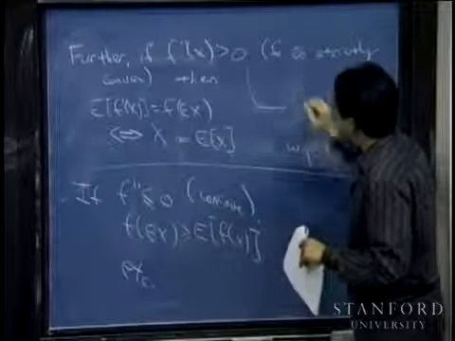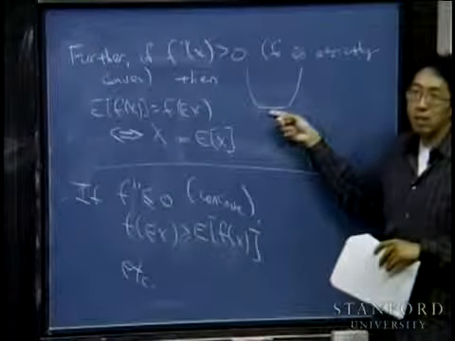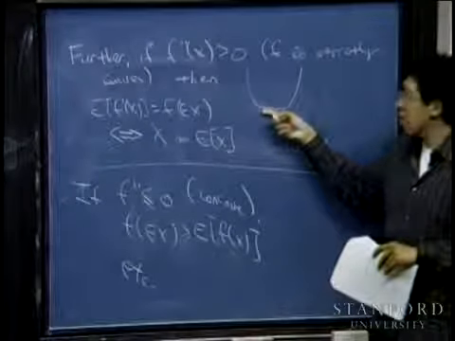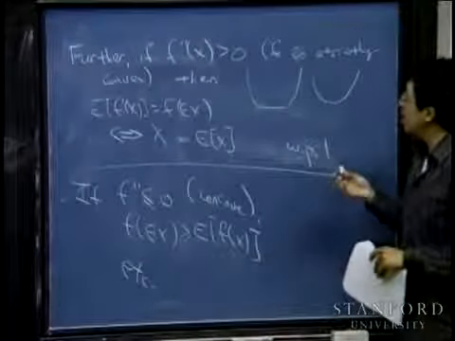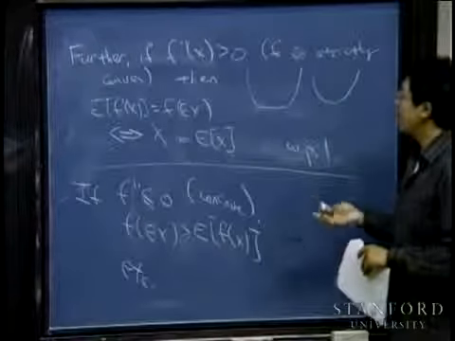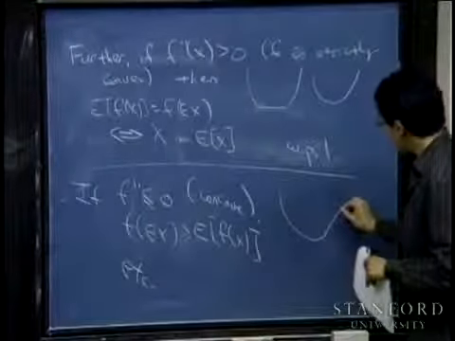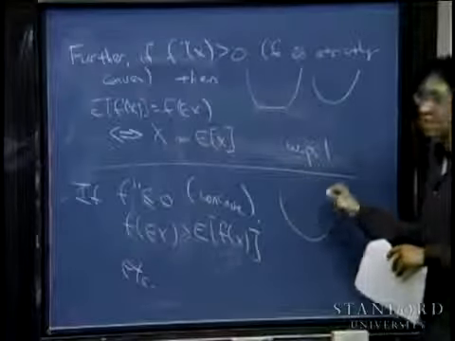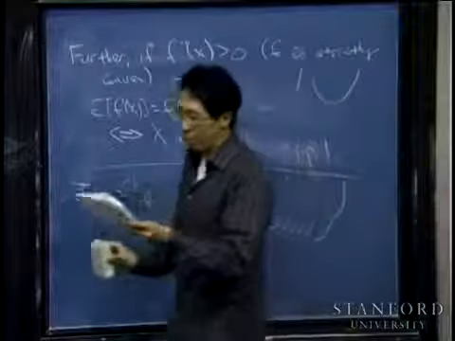So, for example, this is an example of a convex function that's not strictly convex because part of this function is a straight line, and so f double prime will be zero in this portion. So for example, a quadratic function would be strictly convex. Speaking very informally, think of strictly convex as meaning that there aren't any straight line portions. Okay.